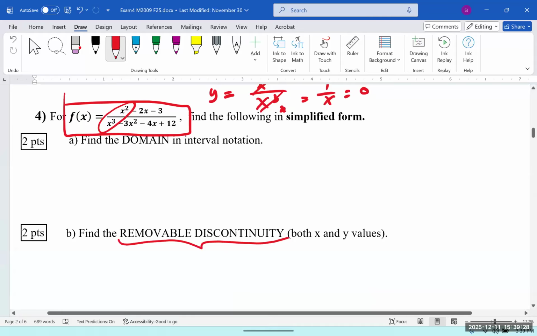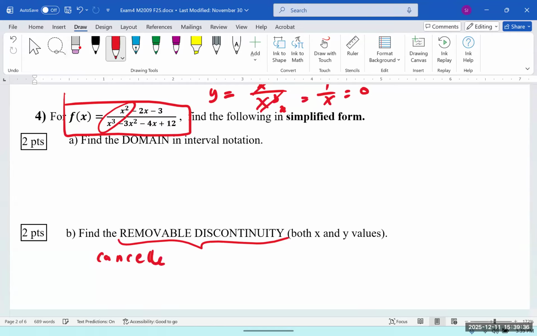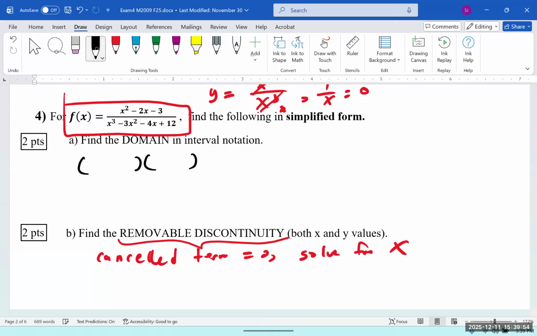Now, removable discontinuity. Where do you get the removable discontinuity? From the term canceled out. So we set the canceled term equal to 0 and solve for x. That means we have to go back to our equation and see if we can cancel anything. So observe, the numerator is easy. It's easily factorable. What two numbers multiply to -3 and combine to -2? -3 and +1.